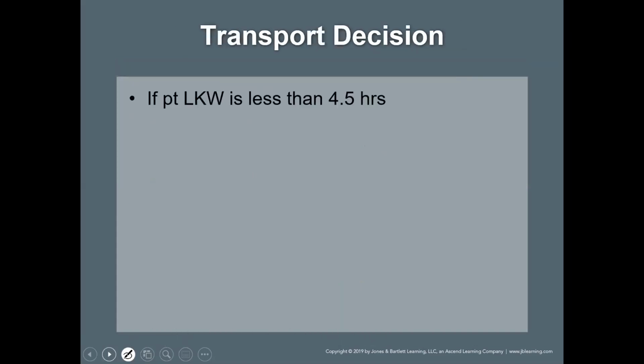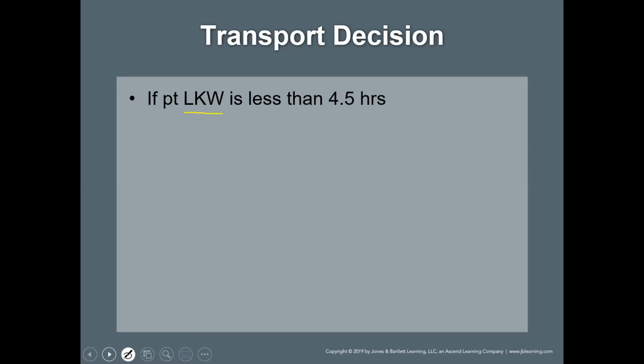Our transport decision. So again, this last known well is super important. If they went to bed well at 10 and woke up at 6 o'clock with stroke-like symptoms, and nobody saw them at all during the middle of the night, then their last known well is 10 o'clock at night. It's not when they woke up. So that's a bummer for them.